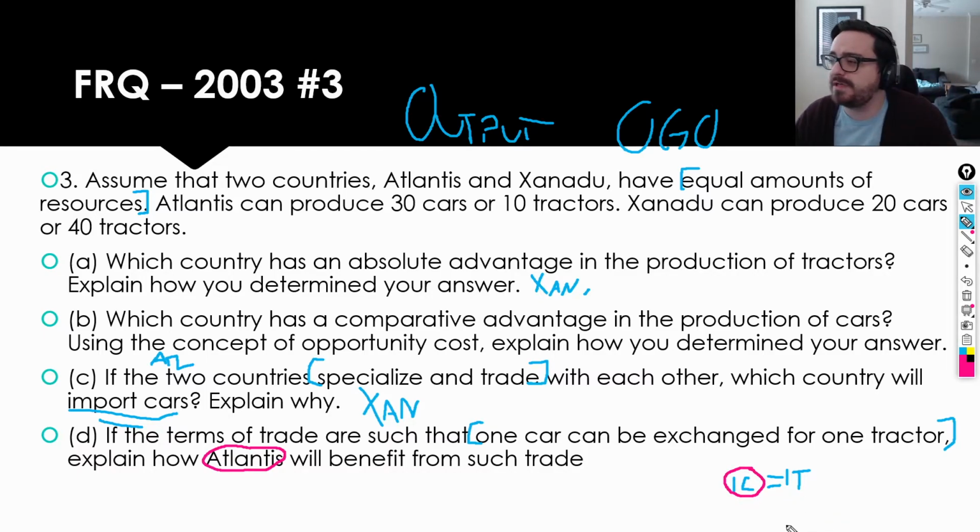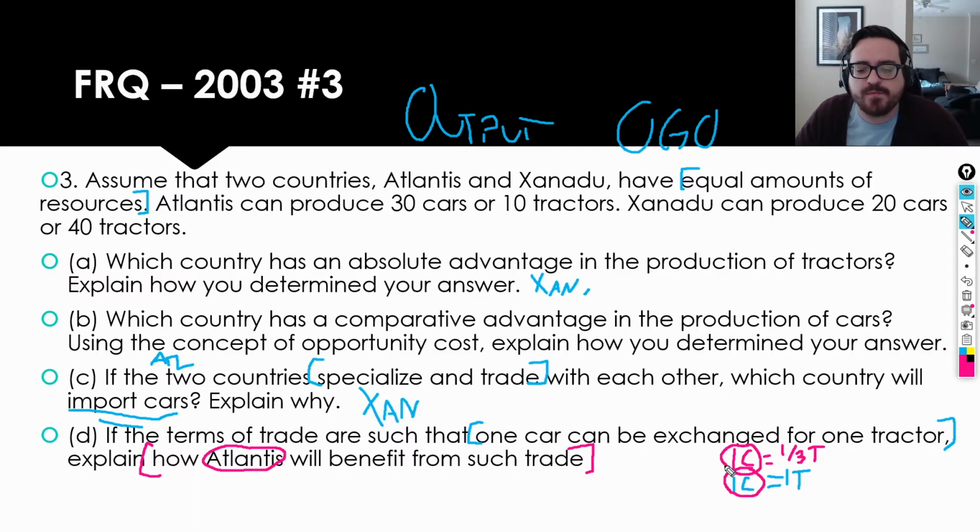Let's see how much work I actually have to do. The question only says, tell me how Atlantis will benefit from the trade. Does this question care at all if Xanadu benefits? Does not. So all I'm going to be comparing it to is actually Atlantis's. I don't actually need to compare for Xanadu because I don't need it to be mutually beneficial. So for Atlantis, the opportunity cost of 1 car, which we already found back when we were doing this question up here, was 1/3 of a tractor.